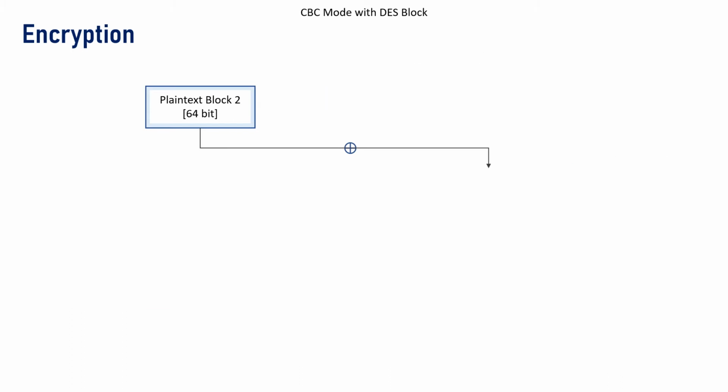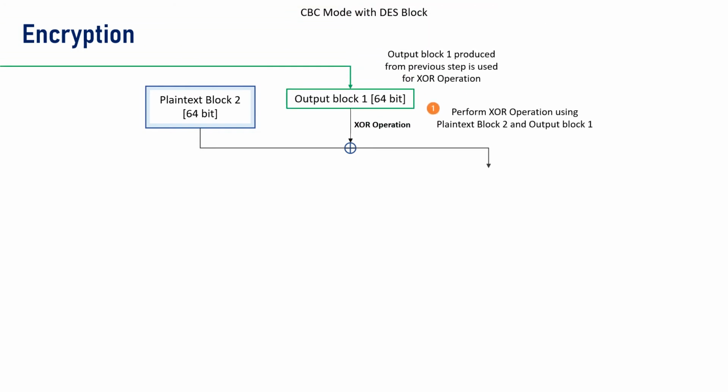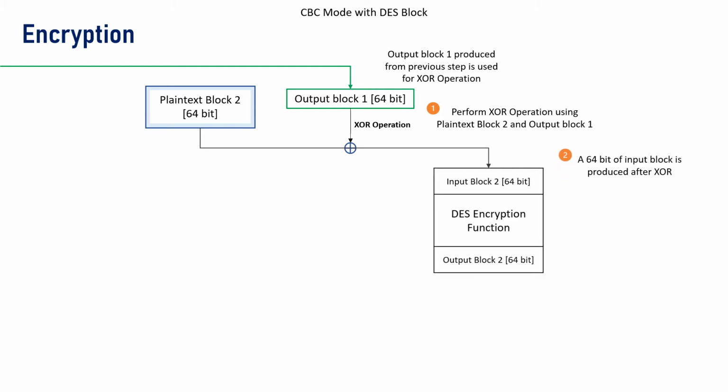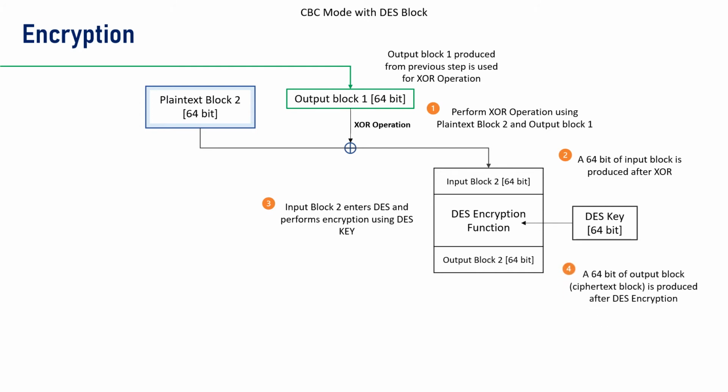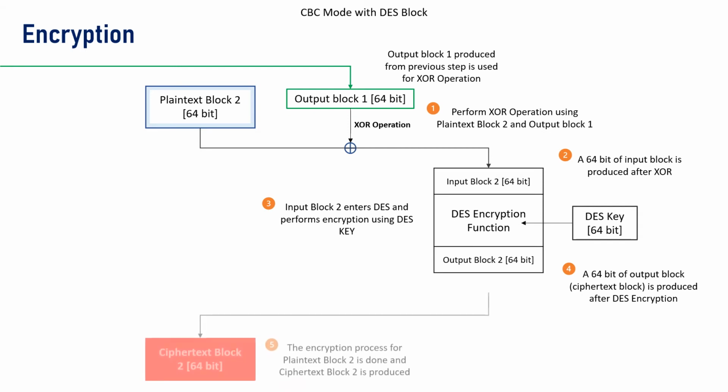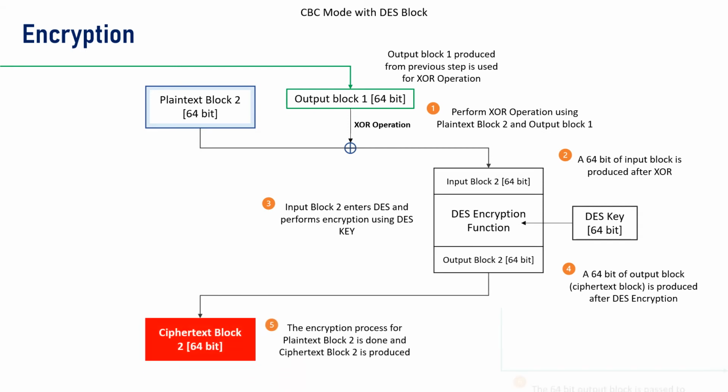For plaintext block 2, we use the output block 1 from the previous step to perform XOR operation. The following steps are the same. A 64-bit input block is generated after the XOR operation is done. The DES encryption then encrypts the input block using the DES key, and produces a 64-bit output block. It will be the ciphertext block 2. The output block will also be passed to the next step, which is plaintext block 3.